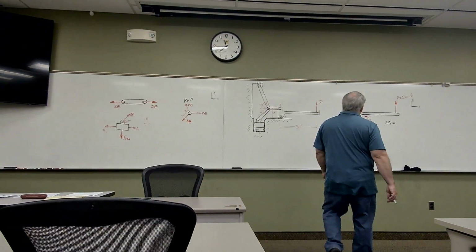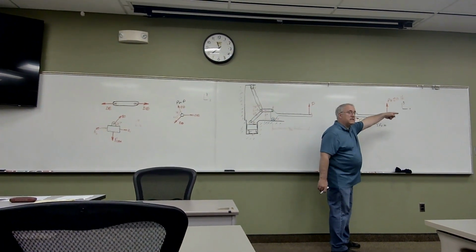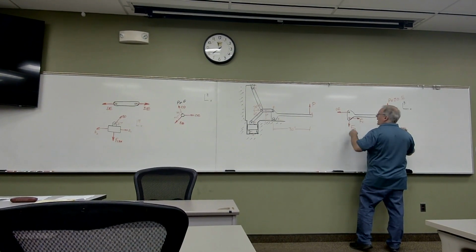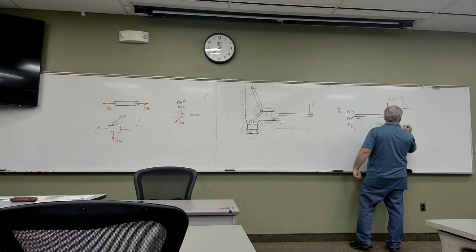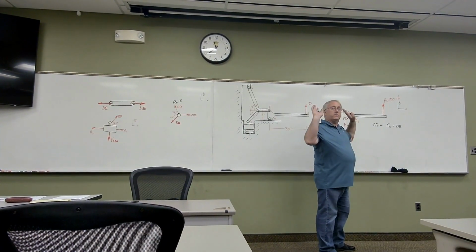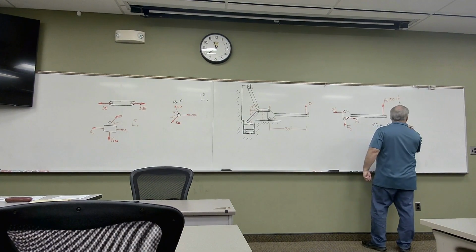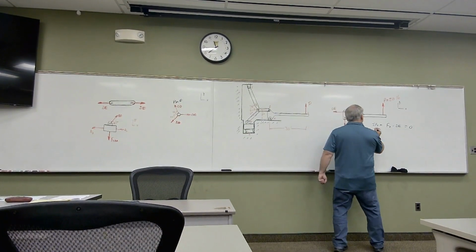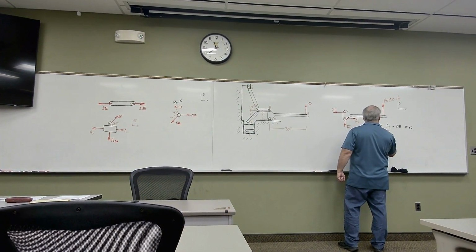But here, I've got Fx going in the positive x direction, so I'll write it as positive. So Fx minus dE. If that's an x force, that's an x force. That's the only two x forces I've got. It's equal to 0. One done. Now I'll sum forces in the y direction.